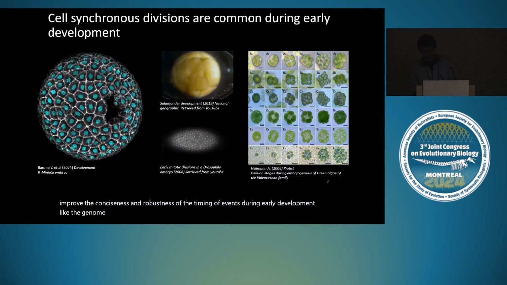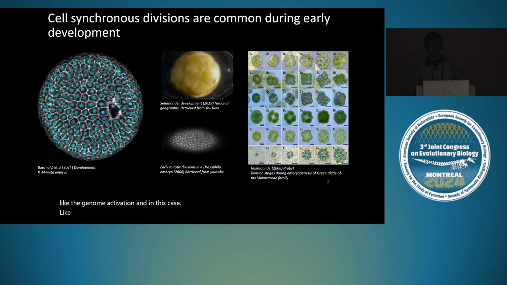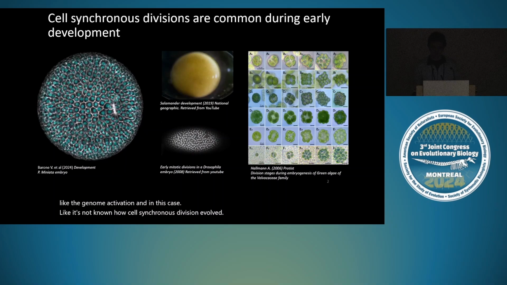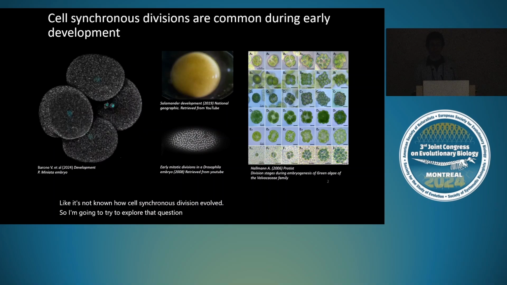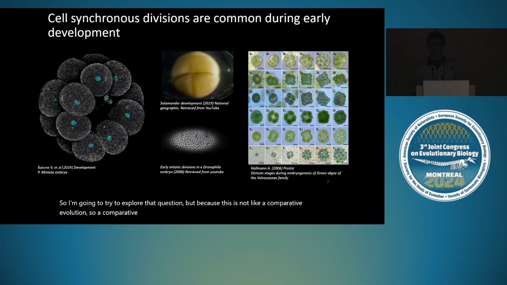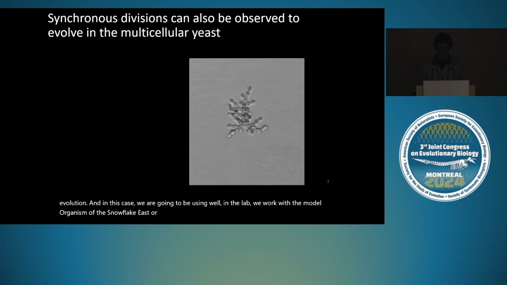In this case, it's not known how synchronous cell division evolved. So I'm going to try to explore that question. Because this is not a comparative biology session, I'm going to be doing experimental evolution. In the lab we work with the model organism of the snowflake yeast, or the multicellular yeast, which has been evolving for thousands of generations using experimental evolution.